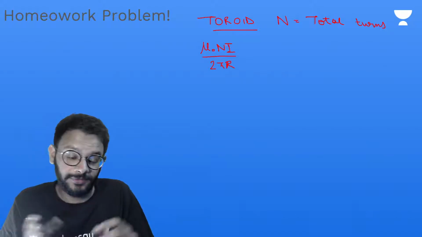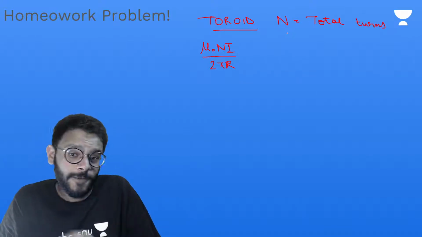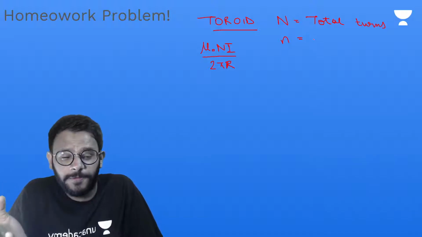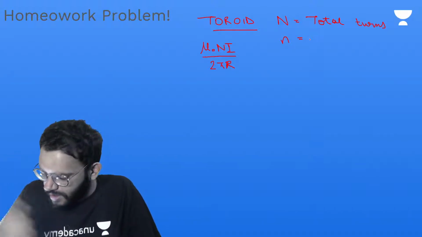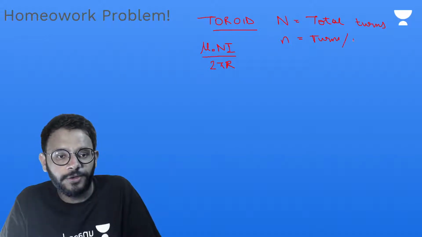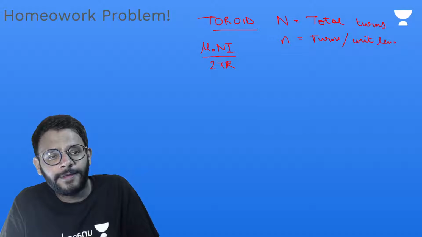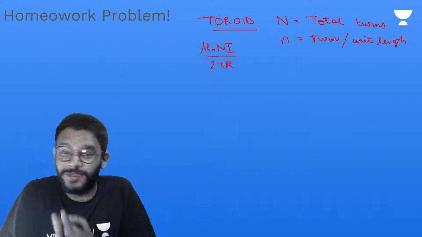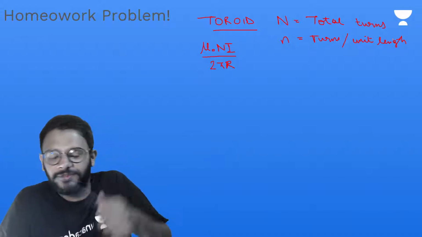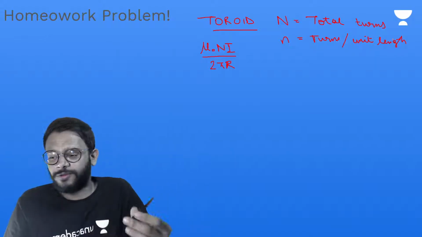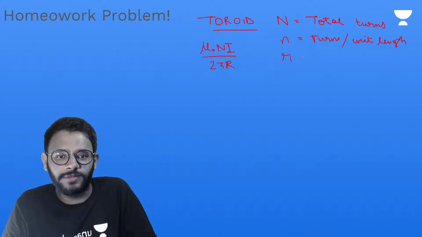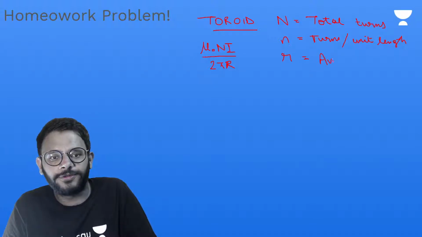Right? You remember this from the last class. Now, for a change, let's keep small n, as in the case of the solenoid, as the turns per unit length. So I'm just taking the same elements which I was using in a solenoid, like small n, and I was also saying that small r is the average radius.